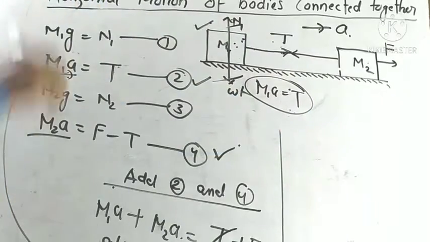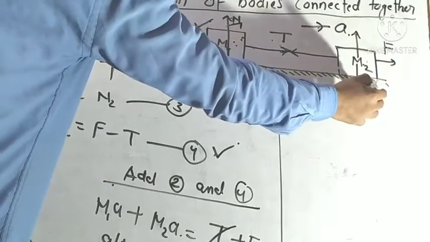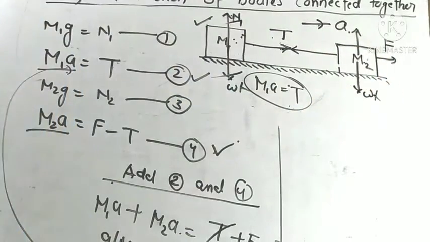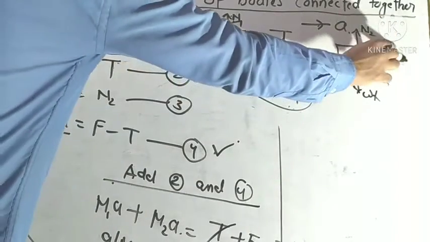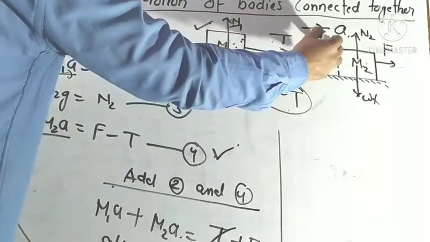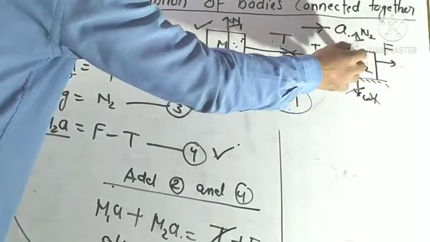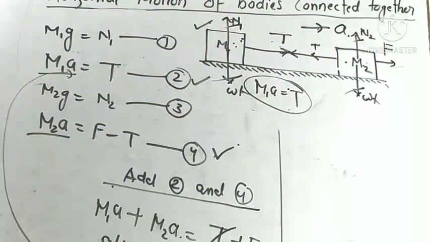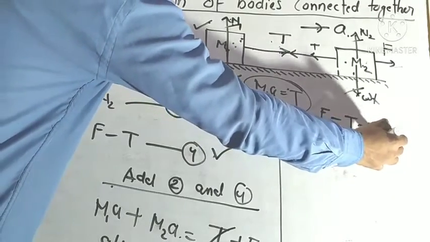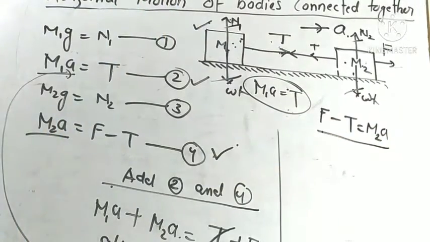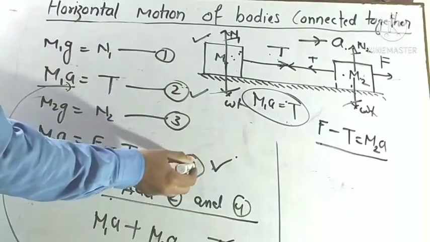Similarly, there are four forces working on the second body: the weight of this body working vertically downward, the normal force n2 working upward, the applied force F working to the right, and tension T to the left. These two forces balance each other, and this body will move to the right with acceleration a. So the net force on this body will be F minus T equal to m2a.